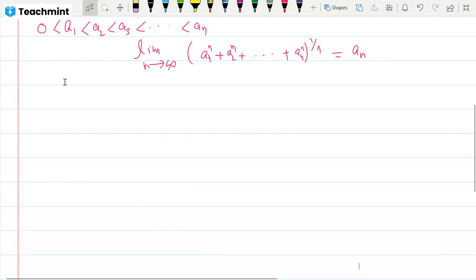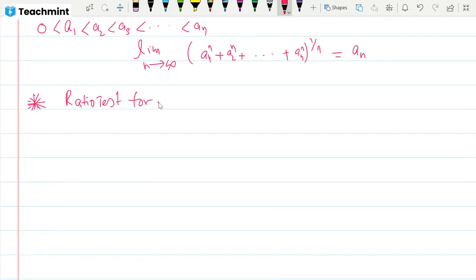Okay, so this is quite an interesting and important result. With the help of this result, we can prove many limit theorems and solve many limit problems. So this is a very important result. So I'm naming the test as the ratio test. There is also a root test. Later we will discuss it. Root test for sequences. This is not for series. This is the important thing here.